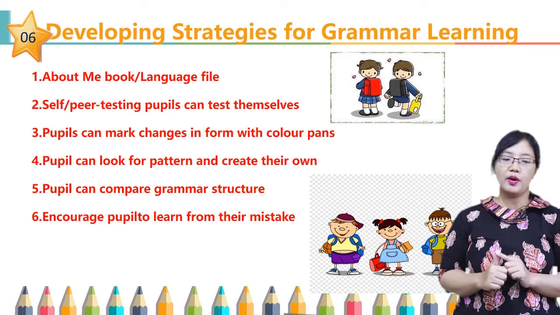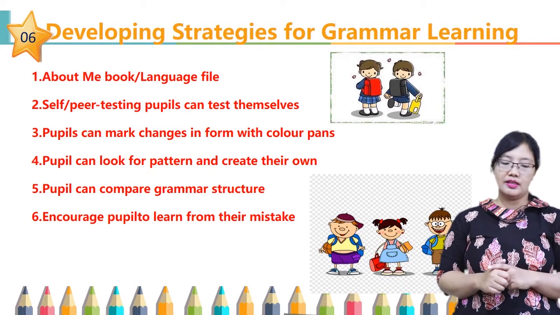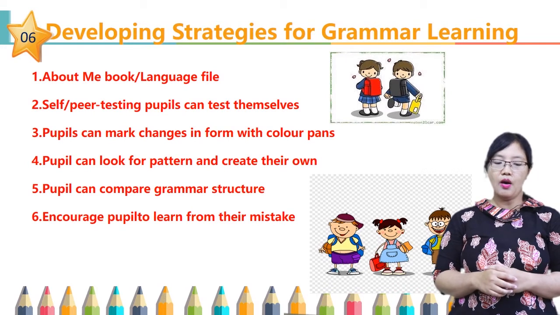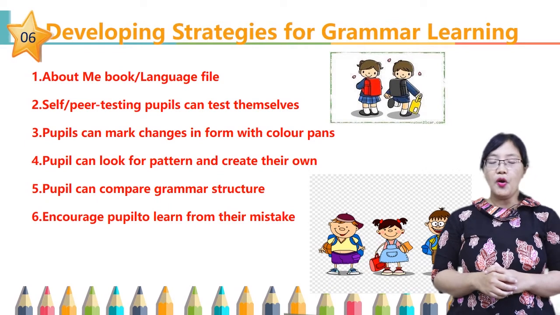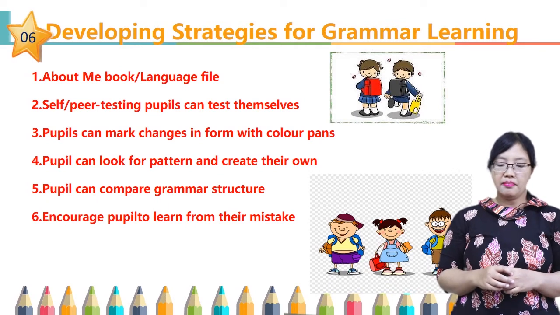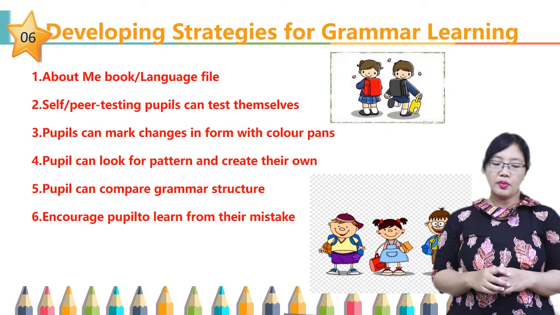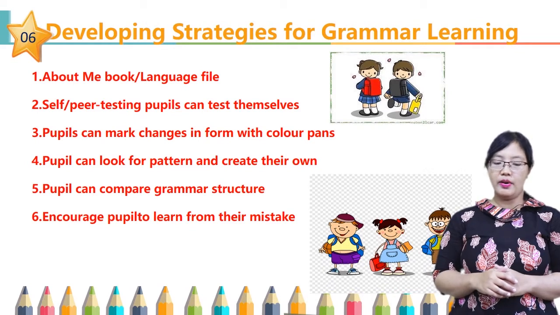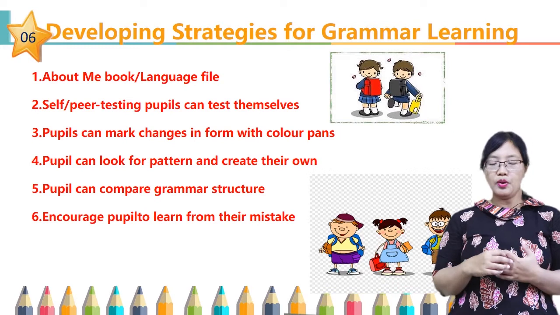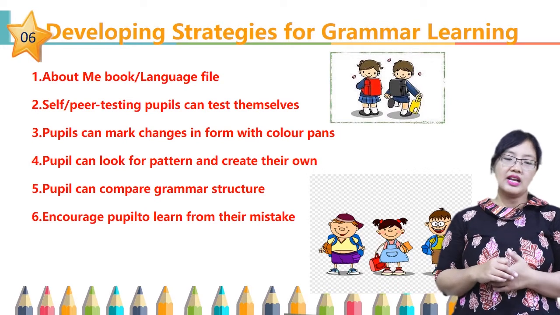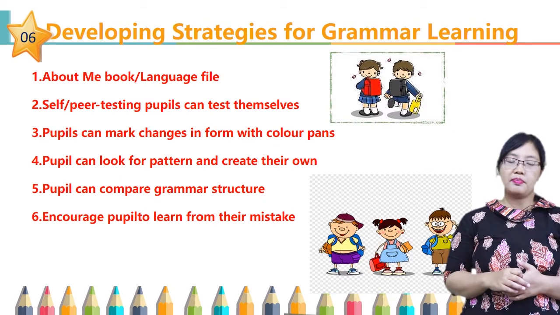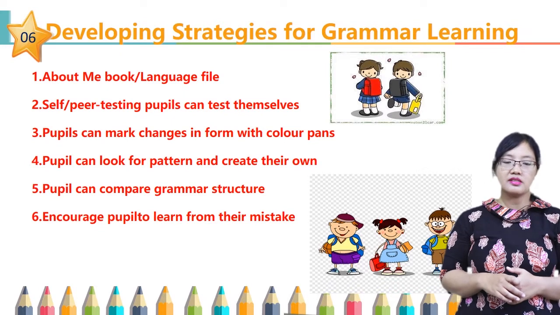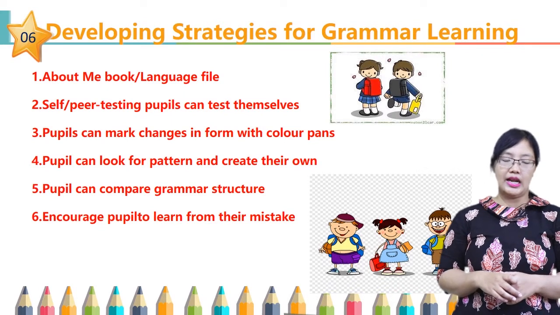The first is the about me book or language file. Even from quite a young age, children can be encouraged to develop their strategies for grammar learning. In the published 1 and 2 teacher books, children are invited to personalize by making their own about me book language. And the second, self or peer test, pupils can test themselves. And the third, pupils can mark changes in front with a color pen.